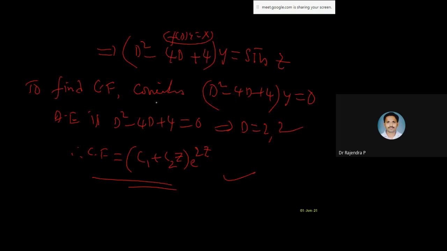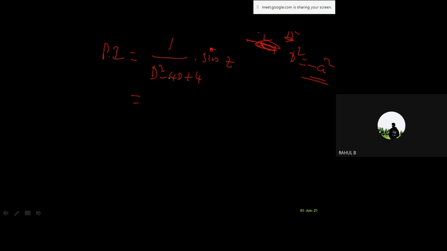PI is equal to 1 by f of D, here 1 by D square minus 4D plus 4 into sine z. Now you tell me what the shortcut is here. A sine function is there, sine ax. What is the value of a here? 1. When you square, I will get 1. After giving minus half, yes, what do I have to do? Replace D square with minus a square, right? So what is the value of D square in this problem? Minus 1. Good. So minus 1 plus 4.